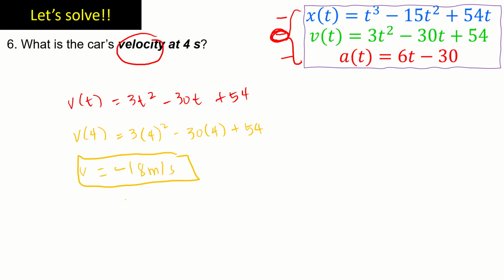Okay? So, this is the velocity at 4 seconds. Okay? So, dito po at 4 seconds, we can again say that the value is negative 18 meters per second. So, this can either be going to the opposite direction. Okay? Kasi, vector to, diba? Alright.